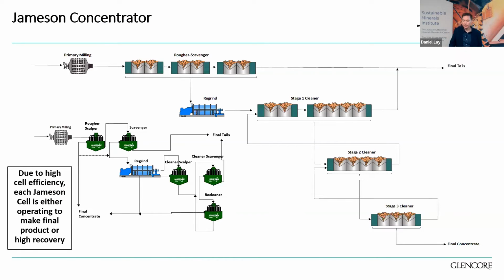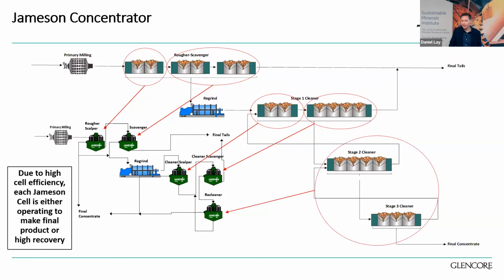So looking at it from a whole circuit perspective, this shows you the parts of the conventional circuit that the Jameson cells would replace. Every Jameson cell is designed to either target final concentrate grade or to target a high recovery. So each cell in the circuit is given only one job. Liberated material is removed from the circuit as early as possible, preventing overgrinding and potential losses in the downstream cleaner circuit. Recirculating loads are kept to a minimum to allow the circuit to react quickly to changing flotation conditions. The aim being to ensure an efficient circuit which minimizes unnecessary flotation and buildups of slow floating gangue.